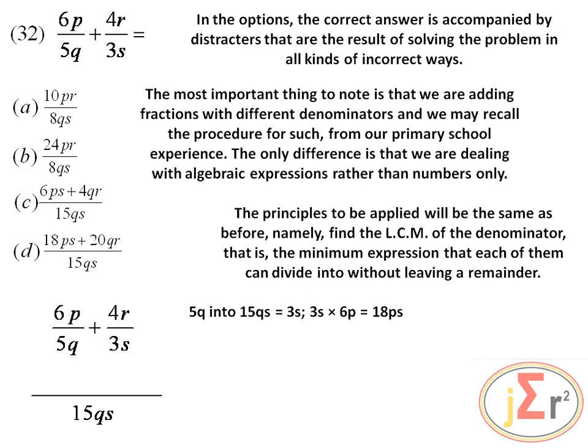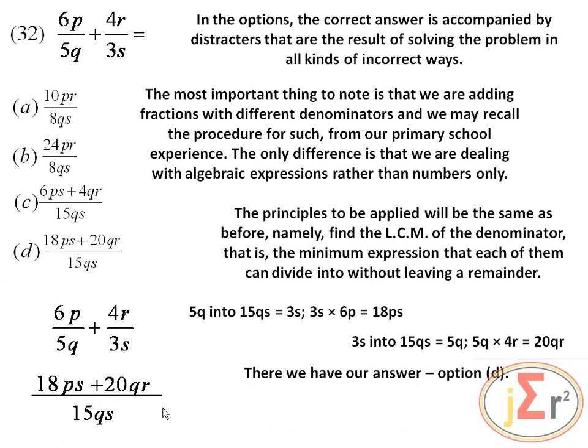So we say 5q into 15qs is 3s. Then we say 3s multiplied by 6p, and we get 18ps. We then say 3s into 15qs, and that will give 5q. We take 5q and multiply it by 4r, and we get 20qr. And that is our answer. There we have our answer, option D. No problem with that.